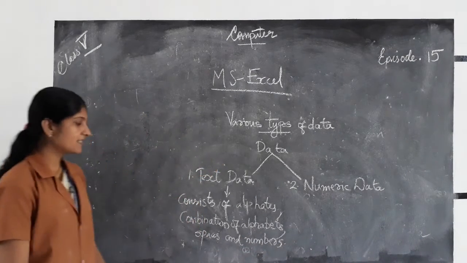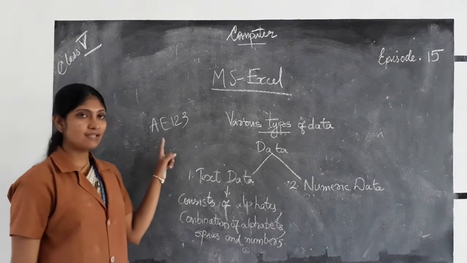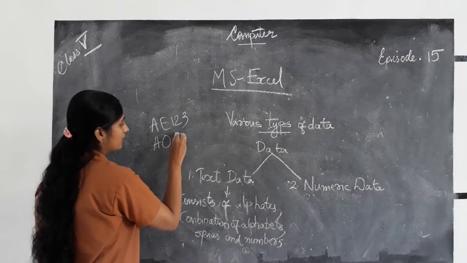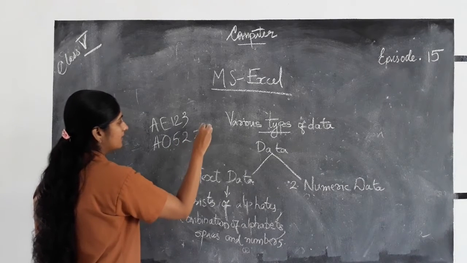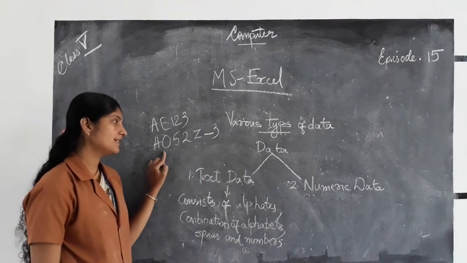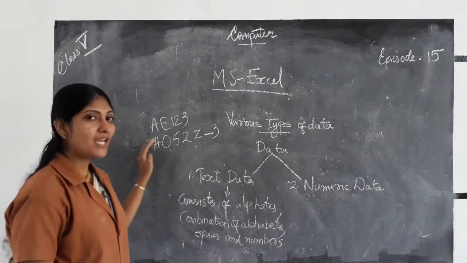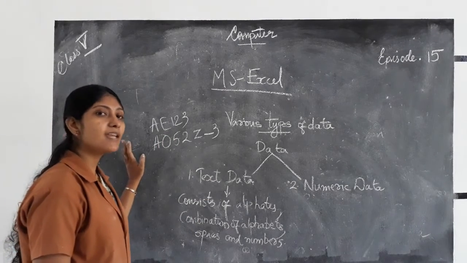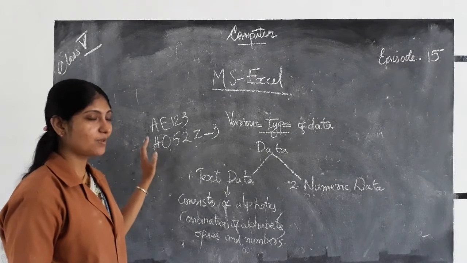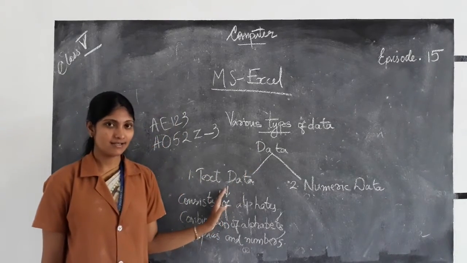Then can you give some examples? So here A, E, 1, 2, 3. It contains numbers and alphabets. Then A, O, 5, 2, Z, 3. So this is also another combination of letters and numbers. These are examples of text data. We can consider any combination of letters and numbers as text data, which consists of alphabets, numbers and spaces. It is one of the divisions of data classification.